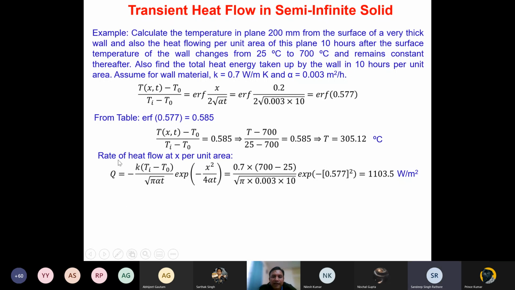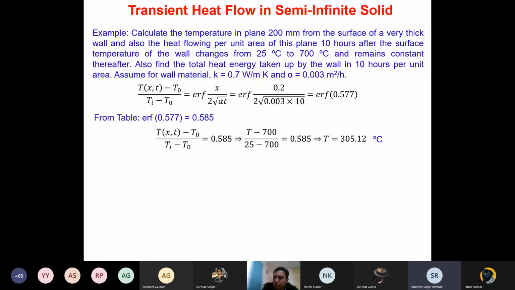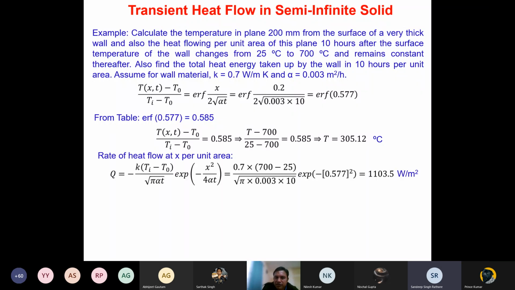So for that, first we have to write this equation for Q, isn't it? So rate of heat flow. We are also interested in finding the rate of heat flow, that is, the heat flowing per unit area. So this rate of heat flow Q per unit area at this location we have also calculated. This is the same equation which we have used here. We are putting this X and T value and calculating the rate of heat flow at this location of 200 mm from the surface after 10 hours. So that comes out to be again 11.03.5 watt per meter square. This is just putting the values directly here, isn't it? Clear?